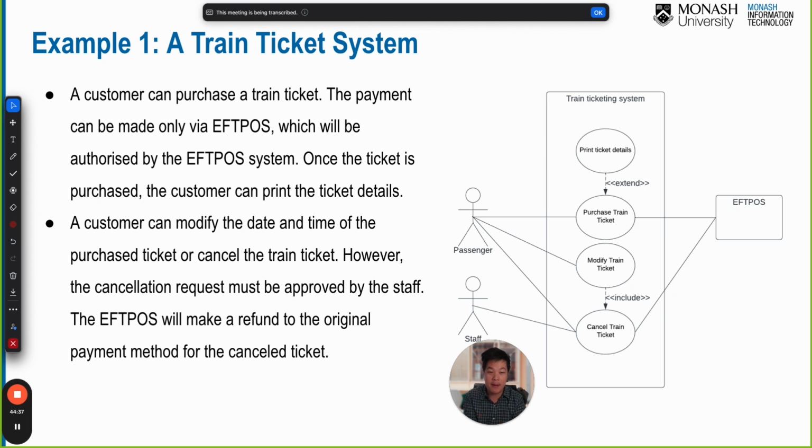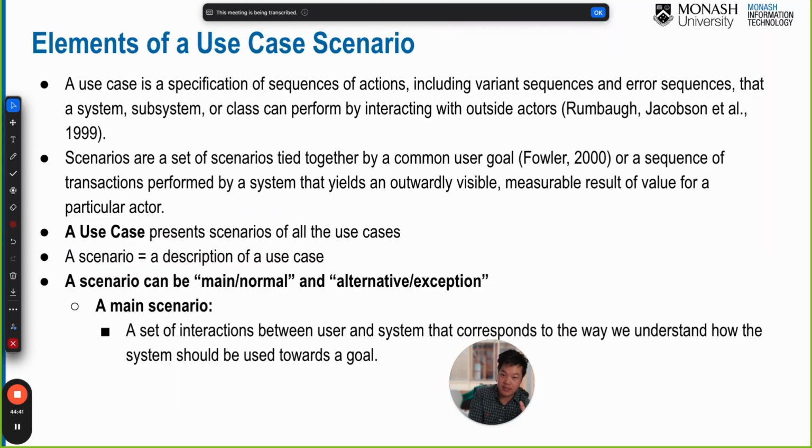Next, we're going to talk about how the passenger can purchase the train ticket in detail. We're going to create the scenarios. So this one is called a use case scenario, and a use case scenario is the sequence of actions. Now it's more like the behavioral side. The scenarios are a set of scenarios tied together by a common user goal. So the user goal here could be, let's say, to purchase a train ticket.